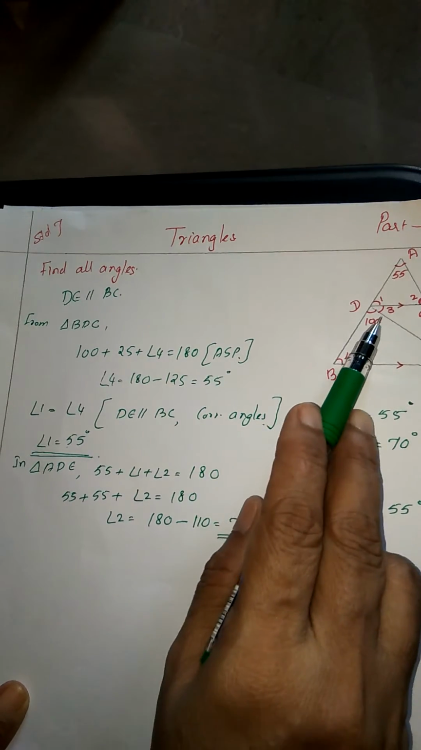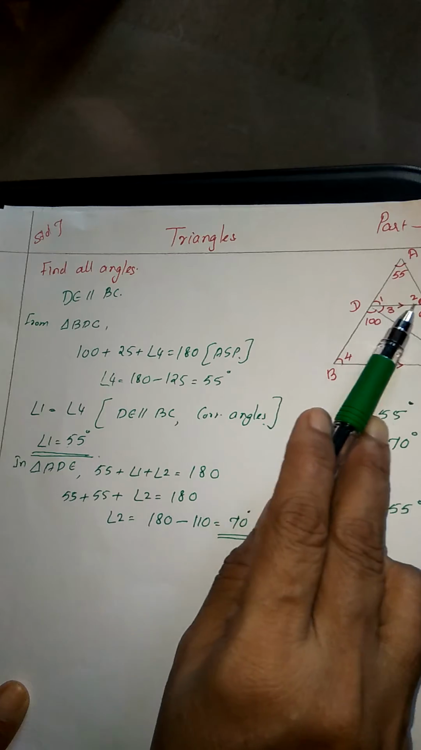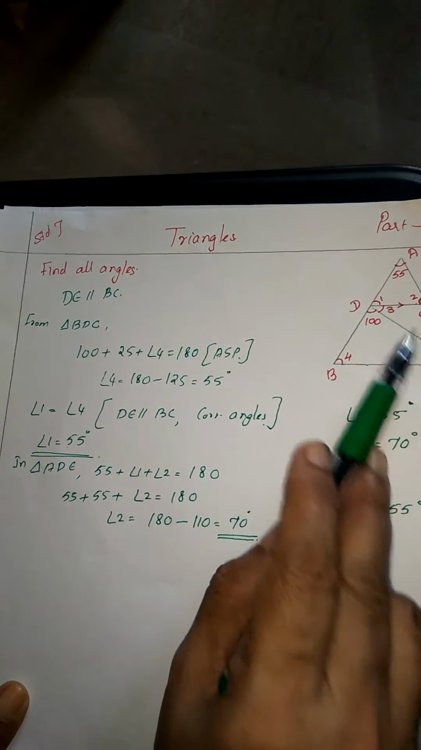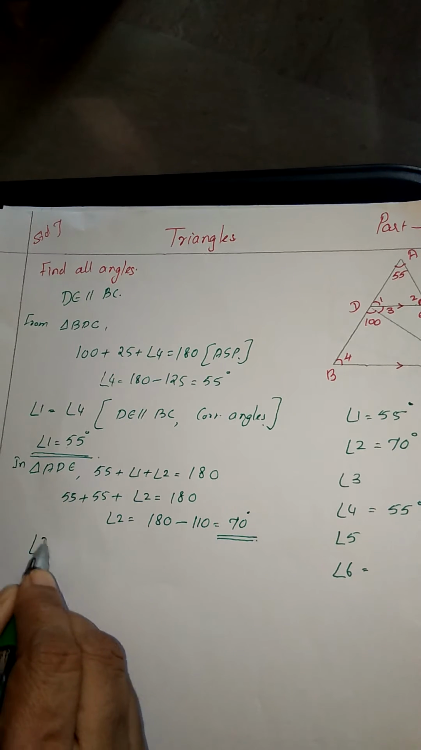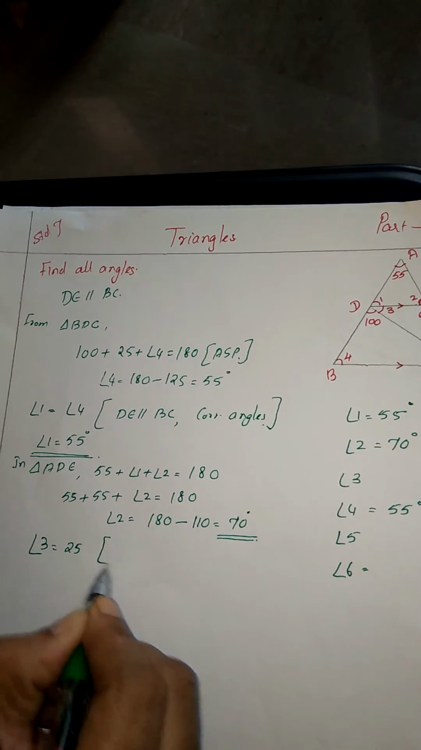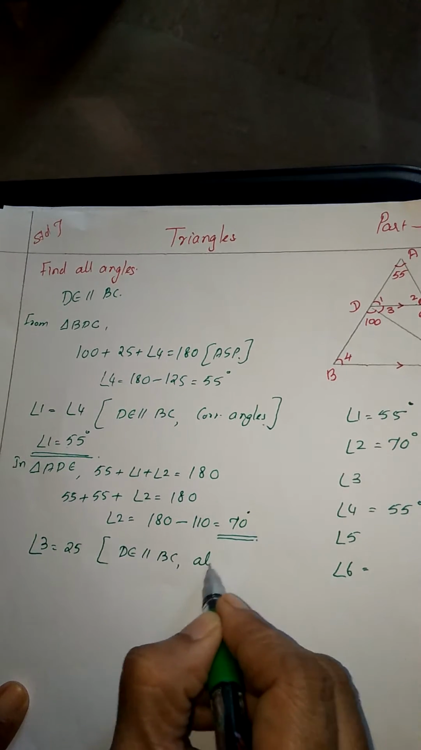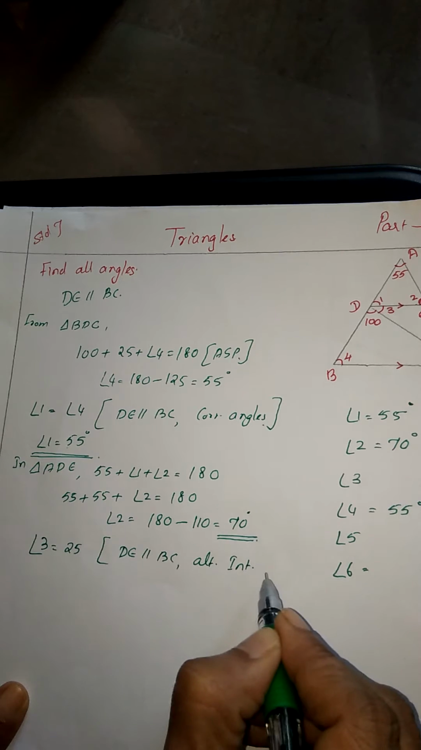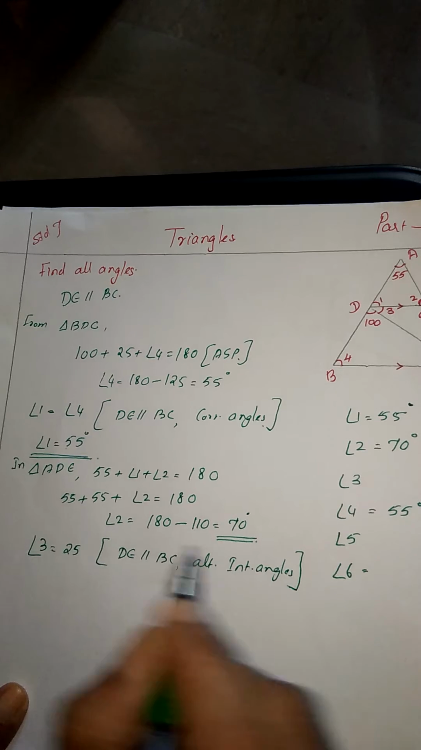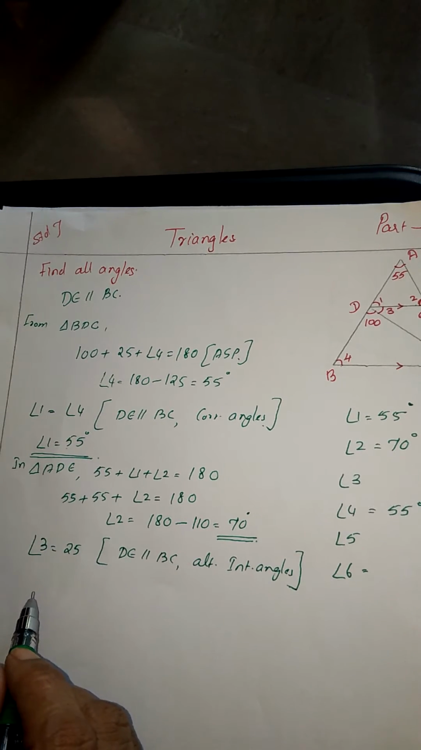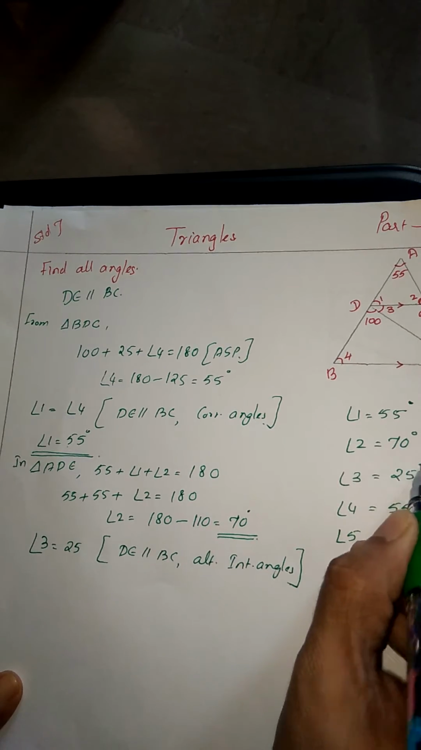Now angle 3 and this angle 25, they are equal because DE is parallel to BC and alternate interior angles. So angle 3 is equal to 25. The reason is DE parallel to BC, alternate interior angles. So angle 3 is equal to 25 degrees.